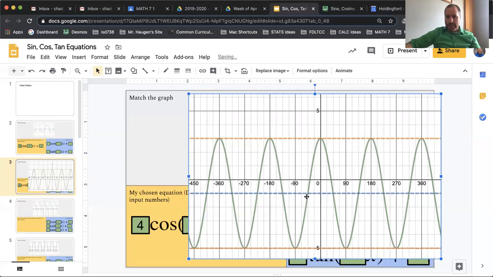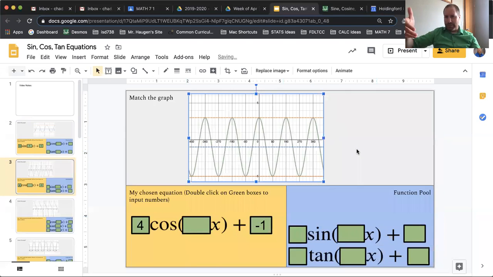And then I have to check here to see what the period is, so I can adjust the b value. And here the period is, it starts up here, and how long does it take to get back to the top again? So it goes down, all the way down, all the way back up. So there's one full wave right there. That only takes 180 degrees to do that. Normally, cosine should take 360 degrees to do that.